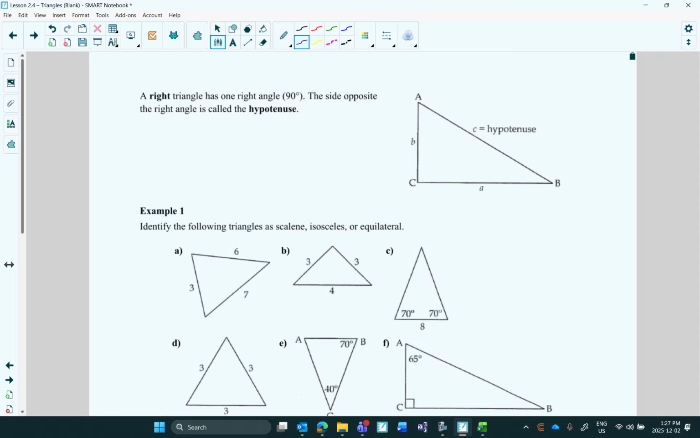So how do we tell a right triangle? Well, one of the angles in the triangle is a 90-degree angle. And the side opposite that 90-degree angle, which is going to be the longest side, we've seen that word before, hypotenuse.